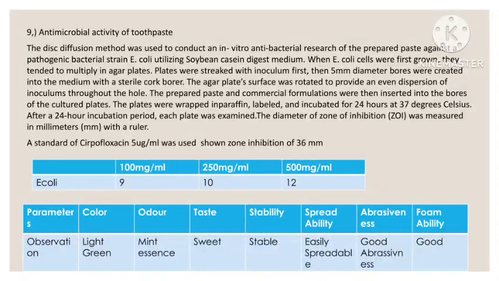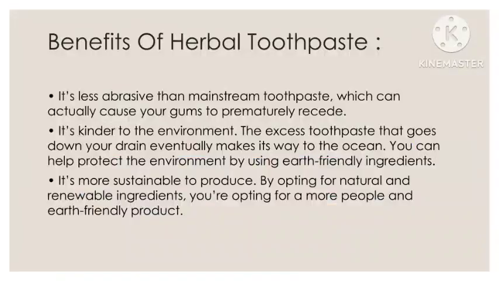After a 24-hour incubation period, each plate was examined. The diameter of the zone of inhibition was measured in millimeters with a ruler. A standard of ciprofloxacin 5 microgram per ml was used, which showed a zone of inhibition of 36 mm. Given the parameters, the color was light green, odor was mint essence, taste was sweet, stability was stable, spreadability was easily spreadable, abrasiveness was good, and the foam ability was also good.